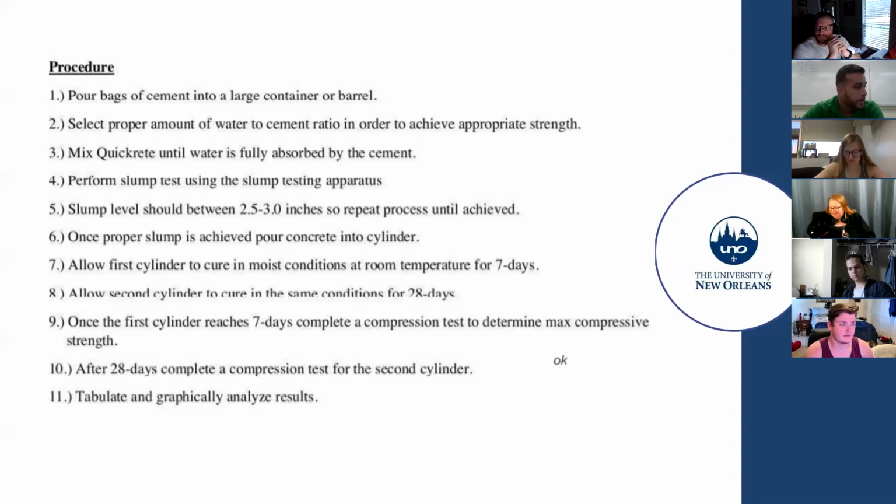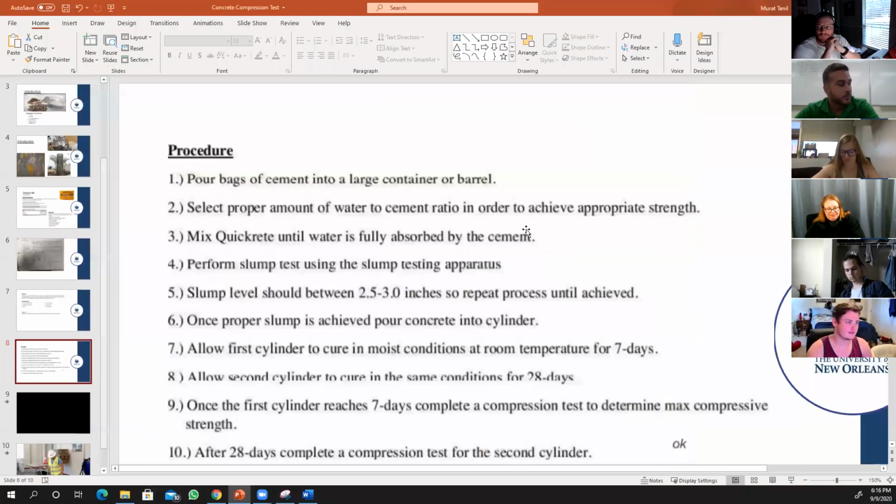and you're able to summarize step by step how to complete this procedure. Okay, test. Once the first cylinder reaches 7 days, complete a compression test to determine maximum compressive strength. After 28 days, complete a compression test for the second cylinder. And then we will tabulate and graphically analyze the results. Right? What do you understand when you look at this table? What do you understand when you look at this graph? By the time we finish these two lectures, the first one today and the second one next week, you should be able to read and analyze the graphs. If not, give me a call. I will help you to analyze it. Okay.